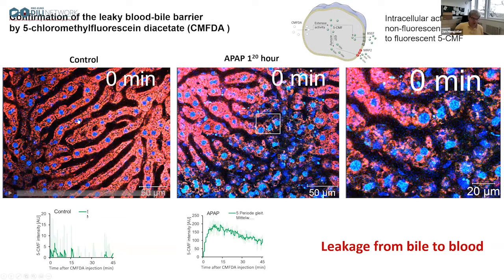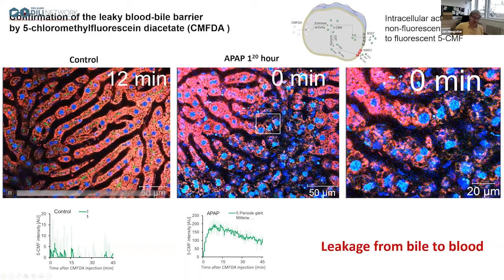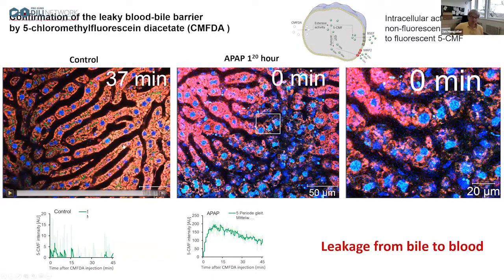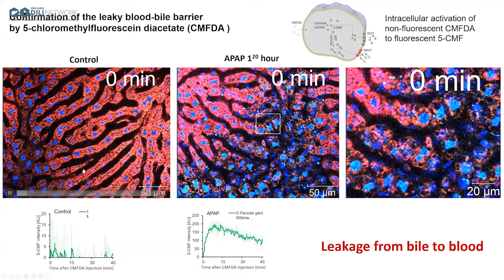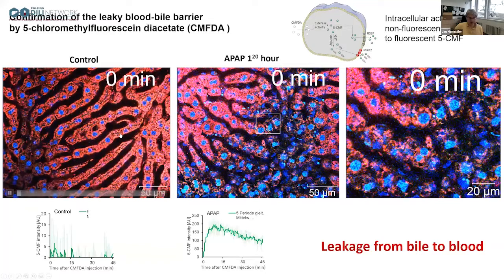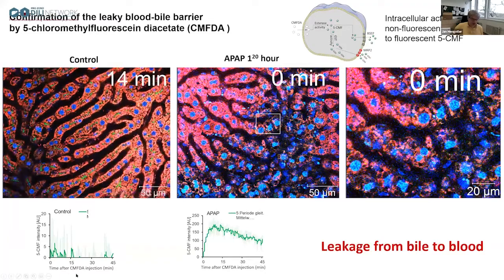So let's focus again on the control situation. Here you see the 5-CMF in the bile canaliculus. It's a different situation as before, because you don't see it in the sinusoid, but this is because CMFDA per se is not fluorescent. So you only see it in the hepatocyte, and then especially when it is secreted into the bile canaliculi. And when we quantify green fluorescence in the sinusoid, it always stays close to 0. So this is a background signal.